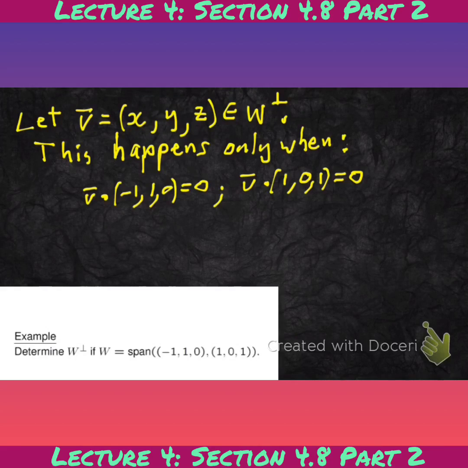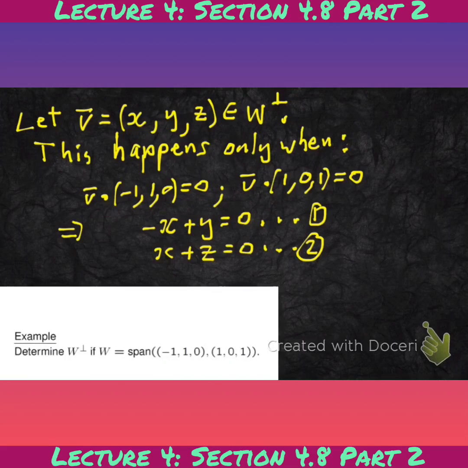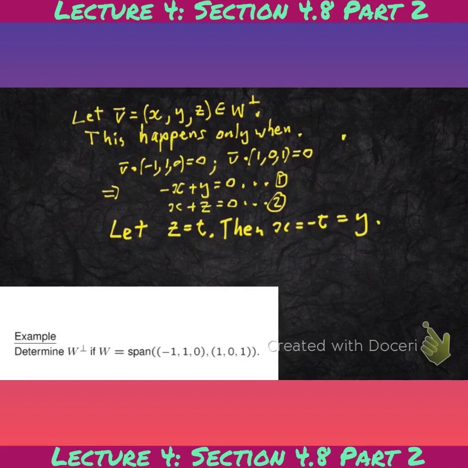Okay, so that happens only, like I said, when V is orthogonal to that vector and V is orthogonal to that vector. Right, so we can set up two equations from that information. And solving that, we're going to have to parameterize one of the variables. So we can let z be a parameter t, and so we can solve for x and y as minus t.